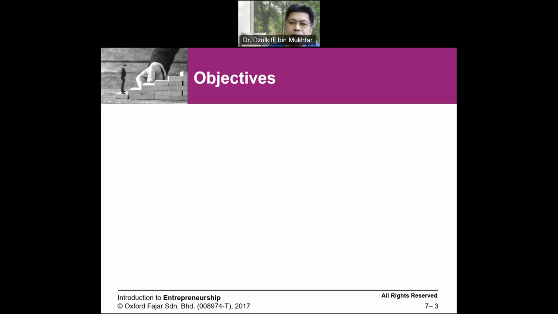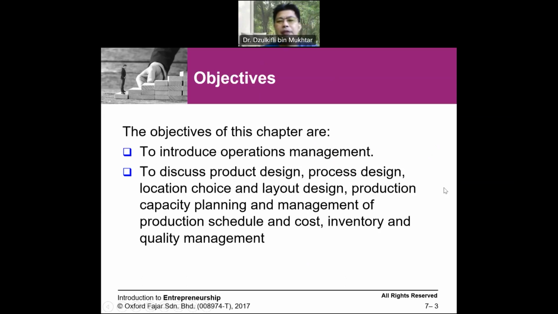Okay, the objectives of this chapter are to introduce operation management. So, I guess more or less you are quite confident that you understand and you experienced before mengenai operation, tapi kita pergi rincian sikit lah mengenai ini. The second one is to discuss about the product design, the product design itself, the location and all that lah.